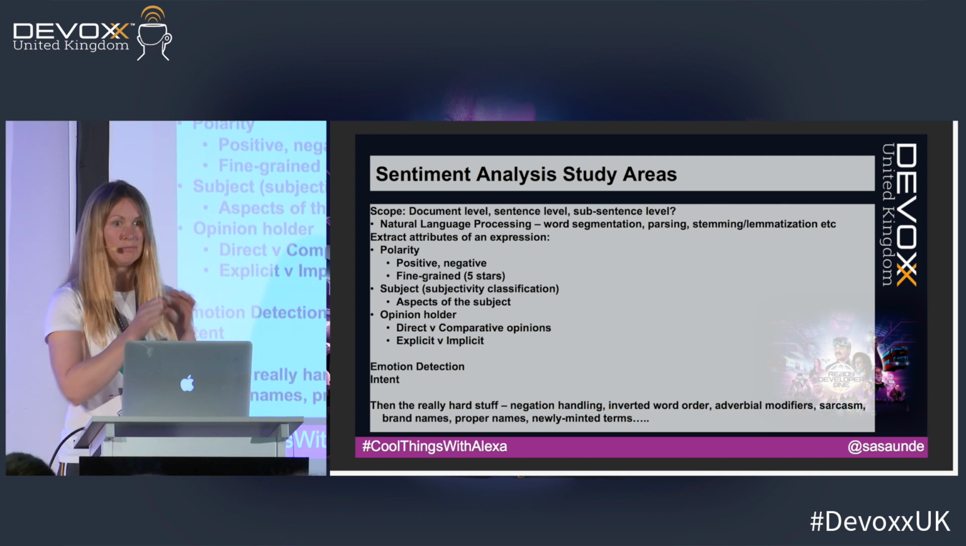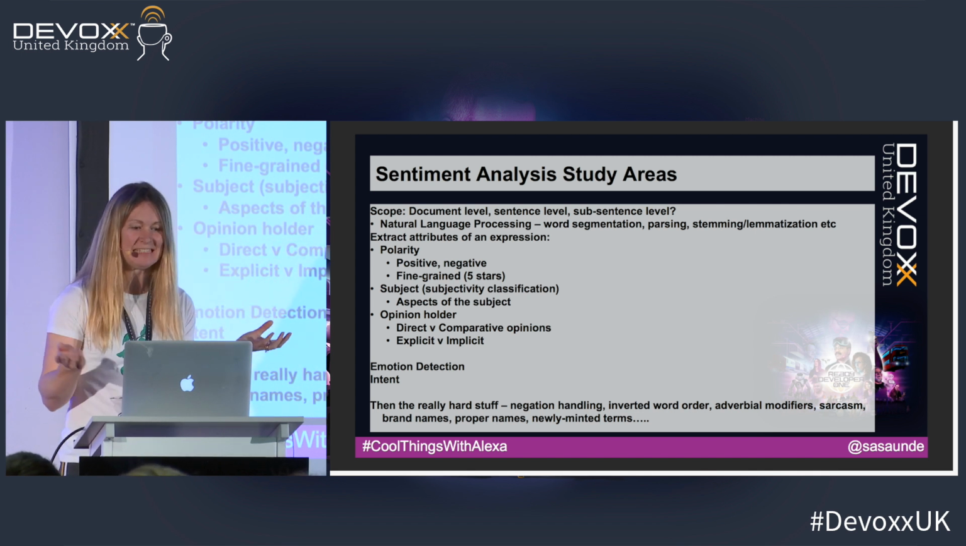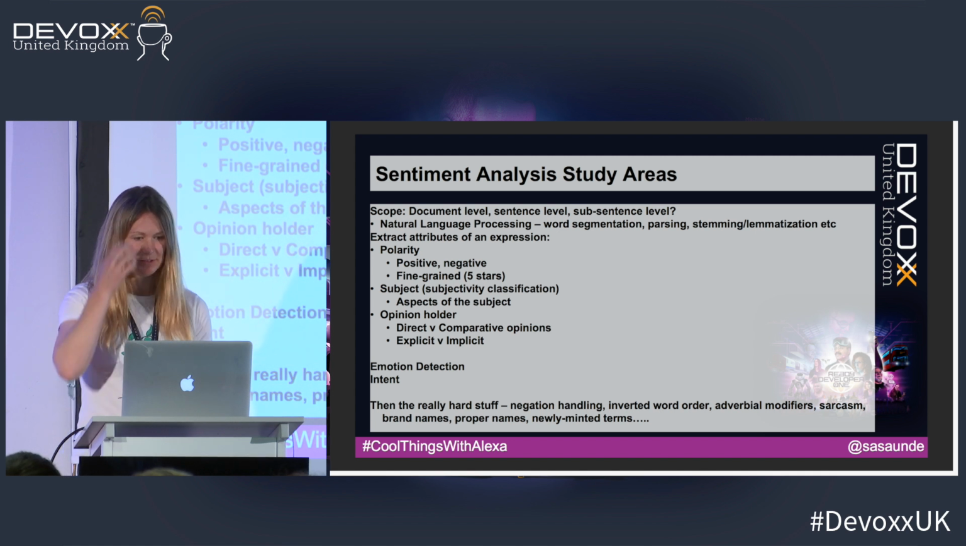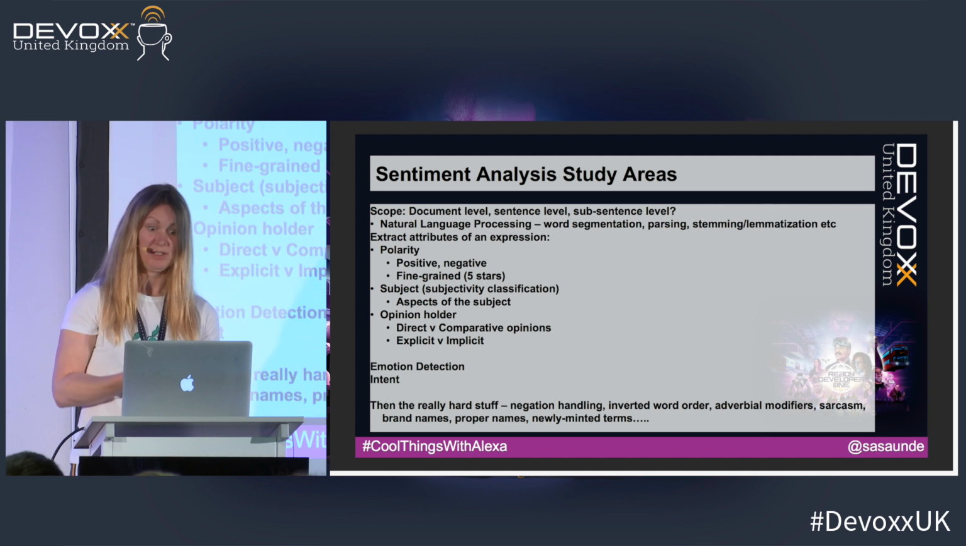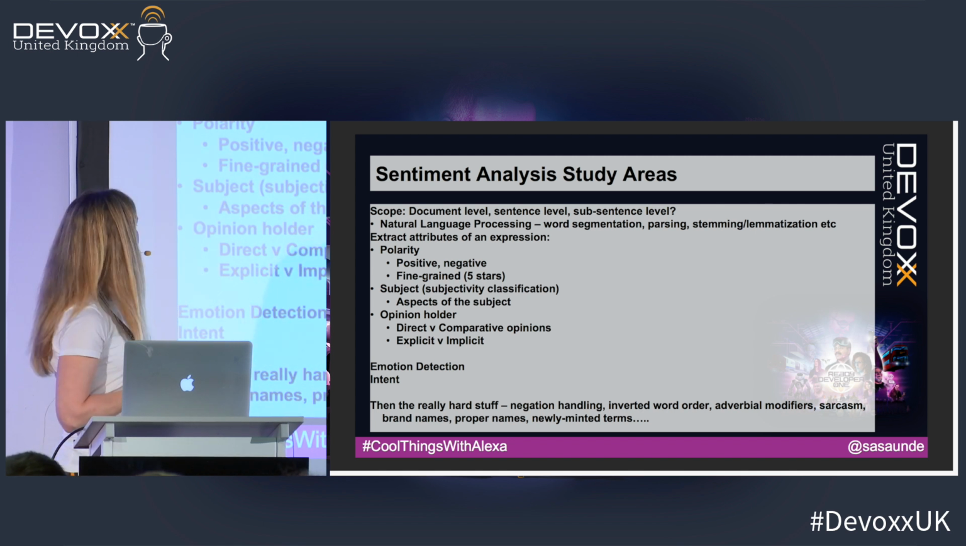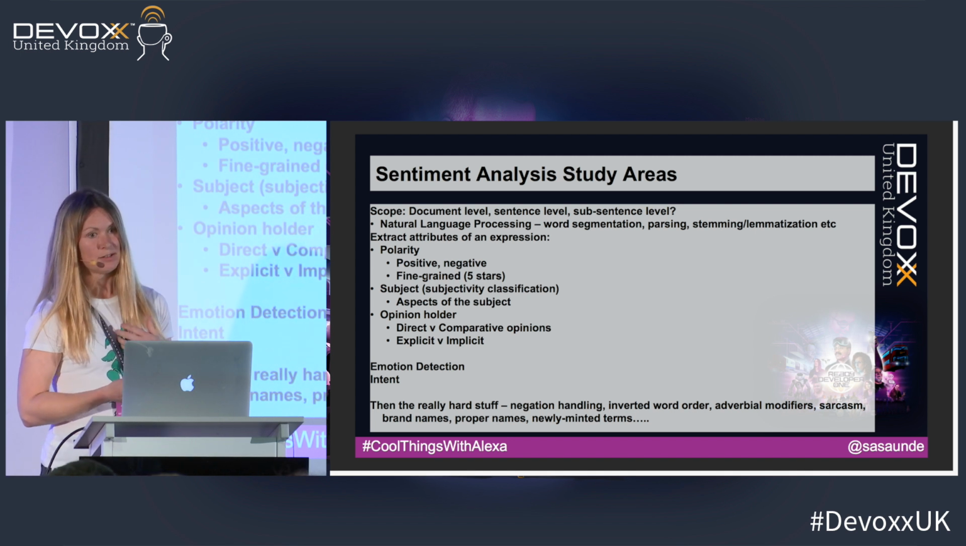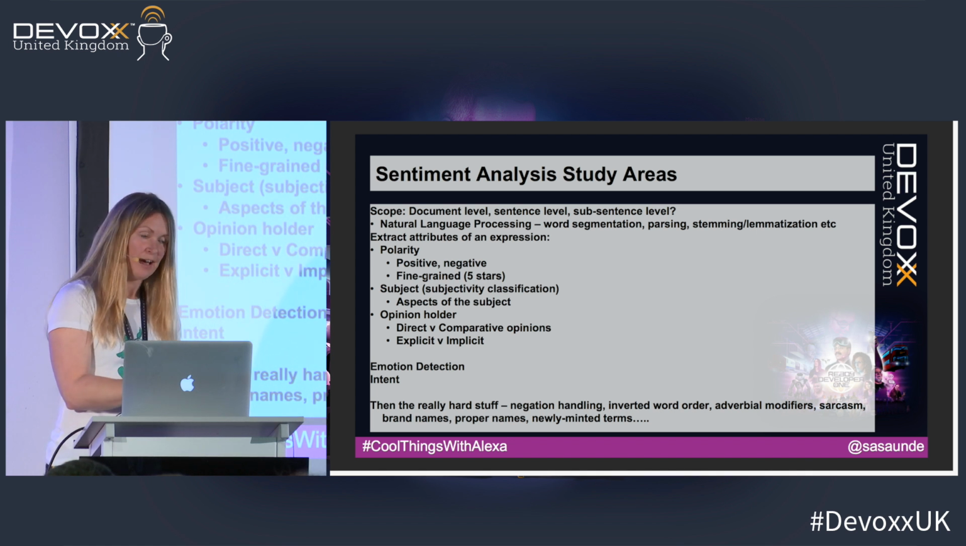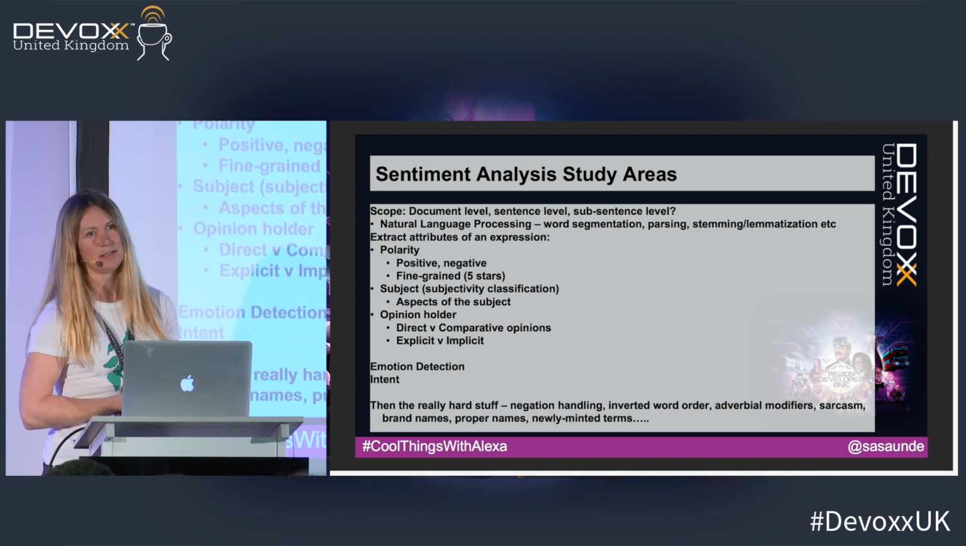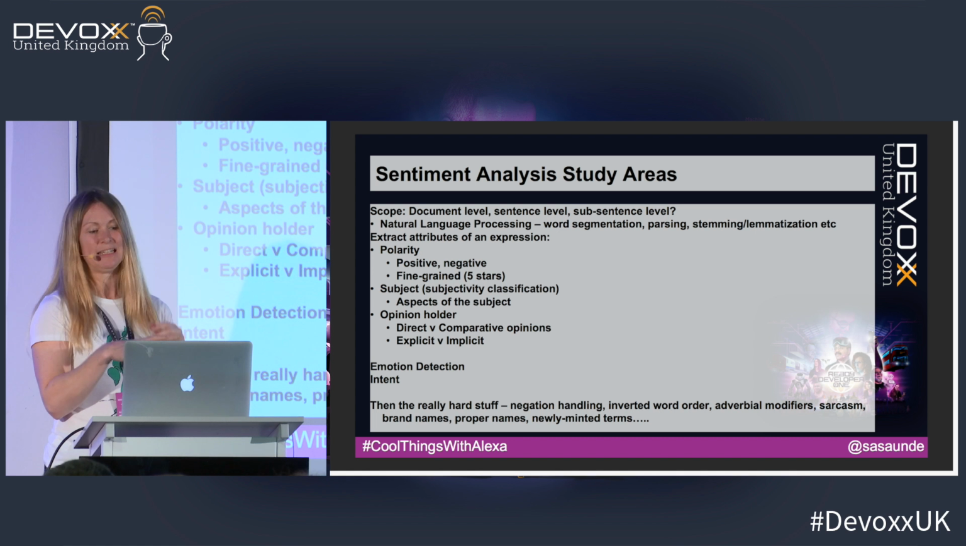There's a whole, you know, PhD theses of work around identifying the subject to identify whether it's positive or negative. And then there's, who is the opinion holder? Are you talking about the thing you don't like? He doesn't like ice creams, or I don't like ice creams. Do you say it explicitly like that, or do you say, oh, well, last time I had an ice cream, I was ill? So that's kind of implicitly that you don't like them.